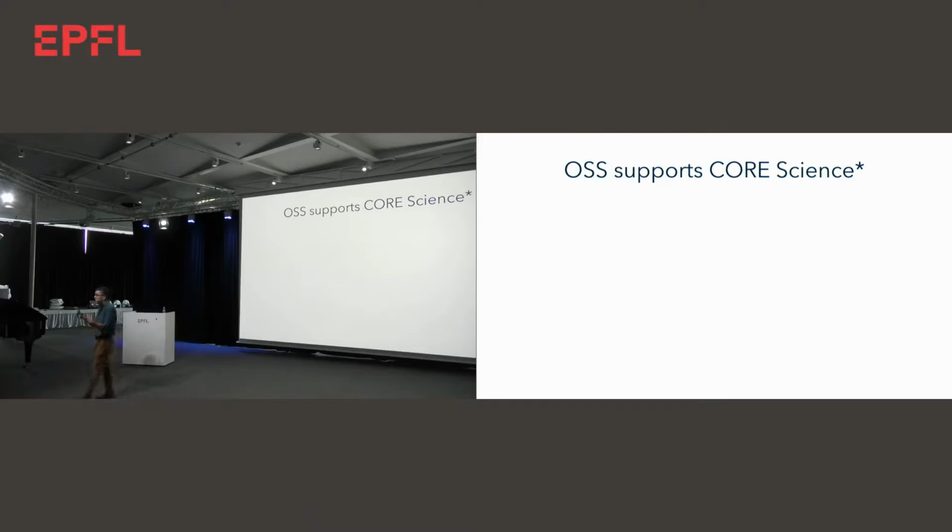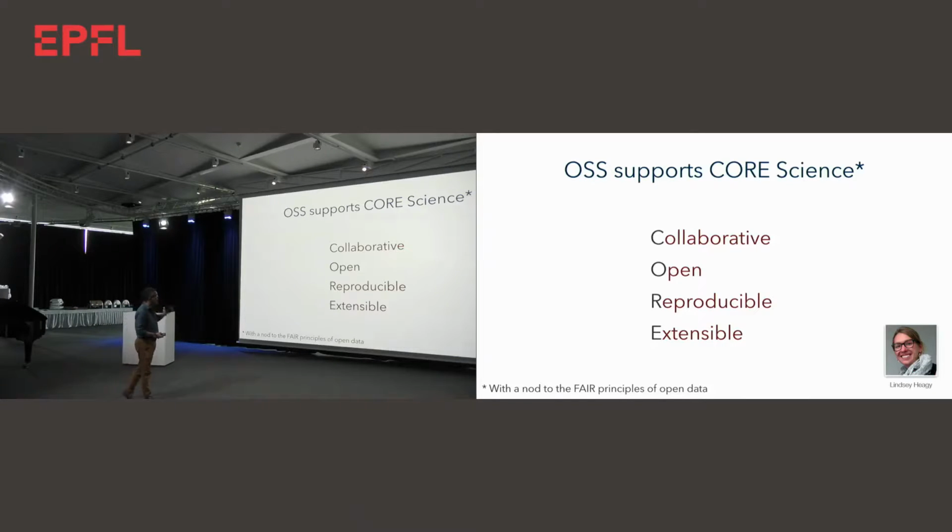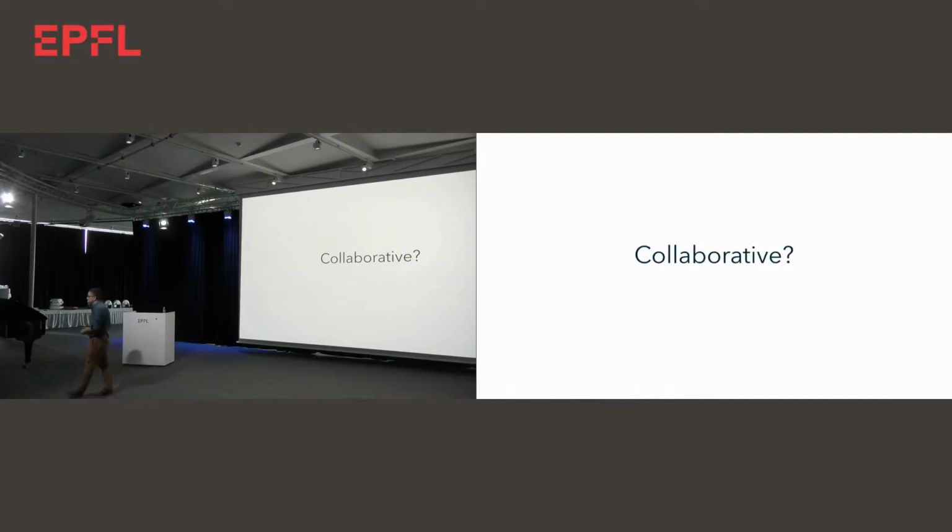So if we think of it this way, open source software is a lot more than software, right? And I believe that it can now play a role in supporting science, which is not just open, but actually is a little bit more than open. And this is a bit of a nod to the FAIR principles of open data. I think we should think about science not just in terms of openness, but actually in terms of collaboration, reproducibility, and extensibility as principles that actually work together.